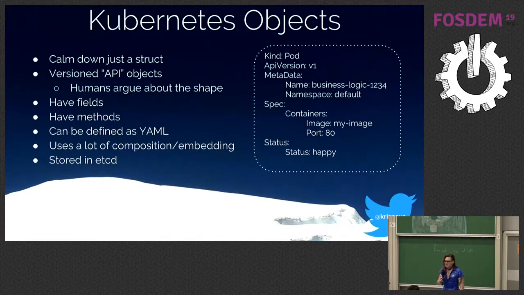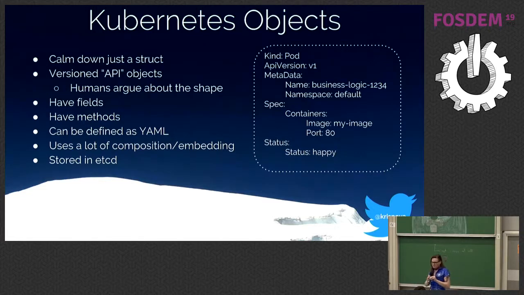And last but not least, it uses a lot of composition and embedding. And this is the first hint into object-oriented principles in Go. Who here knows about composition and embedding in Go? OK, so about half of you. But basically, it allows us to define common objects and common fields and then share those throughout other objects along the way. And we're going to look at a very simple object in Kubernetes, and we're going to go a little bit more into composition and embedding in a moment.